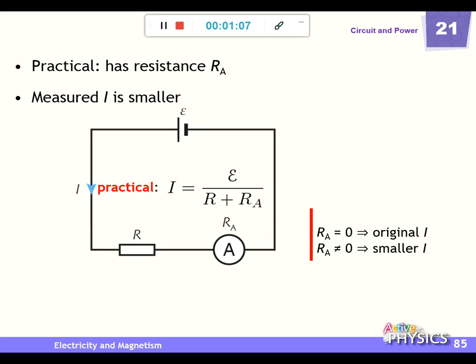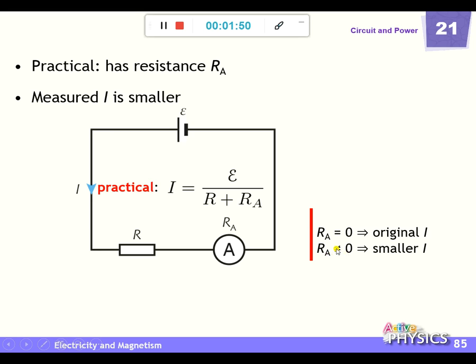How about for the practical one? This resistance, we know that it is not zero, impossible, but we want to have something. What is it? Should be as small as possible. This one we will call it RA. So right here for the ammeter, we have the internal resistance of it, RA. In the ideal case, RA is zero, it means no internal resistance of the ammeter. But here, unfortunately, in the practical case, RA should not be zero.